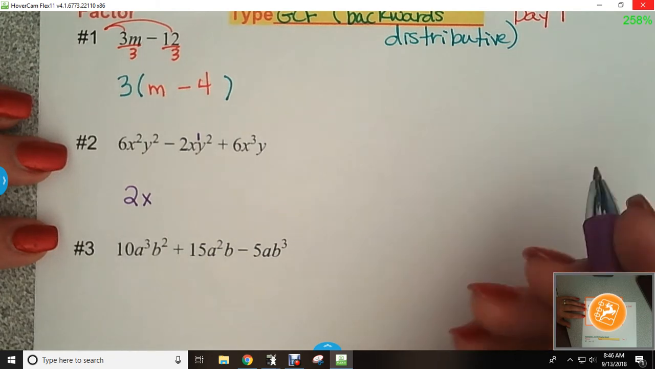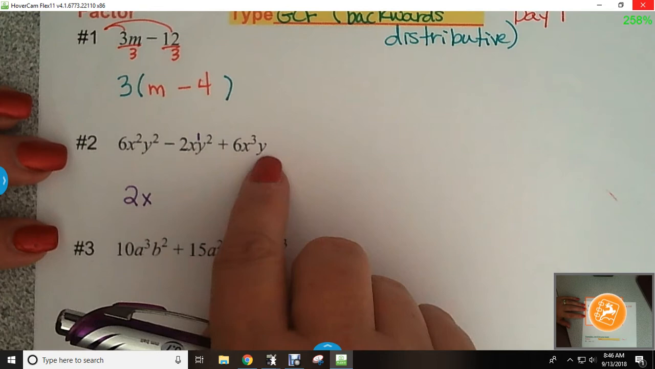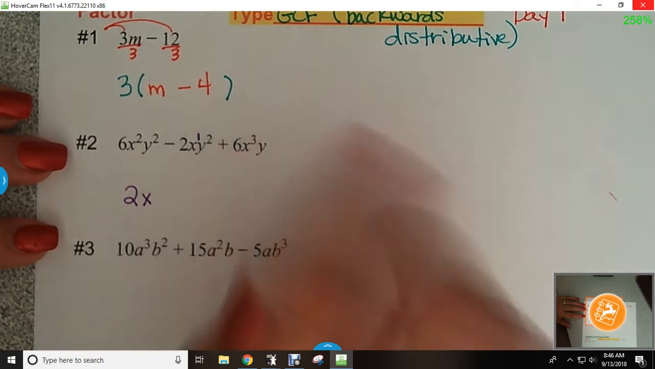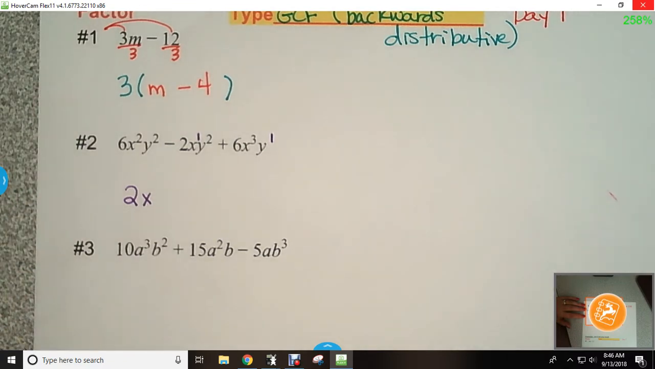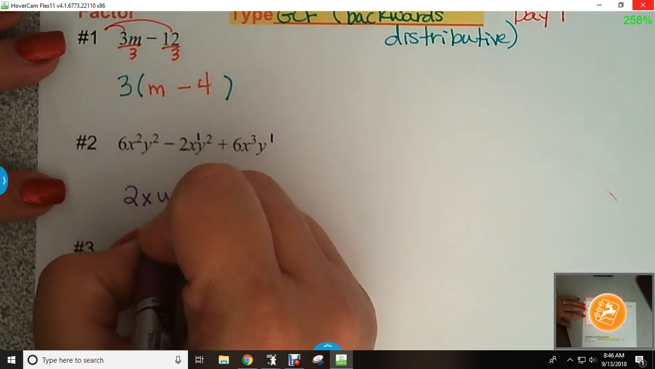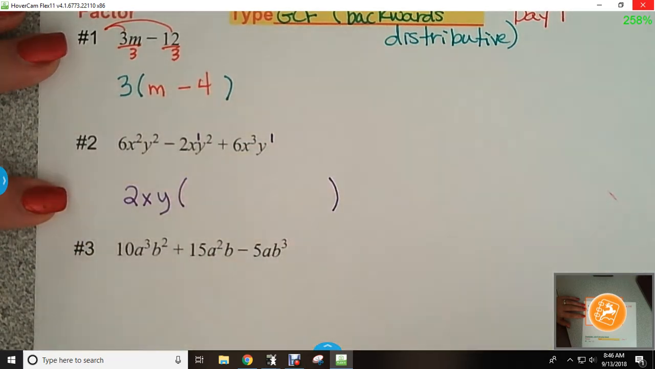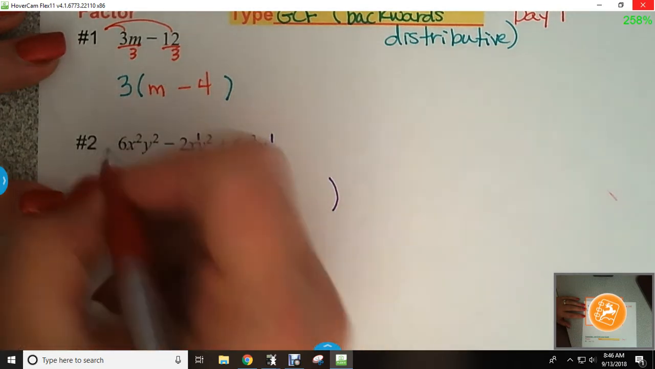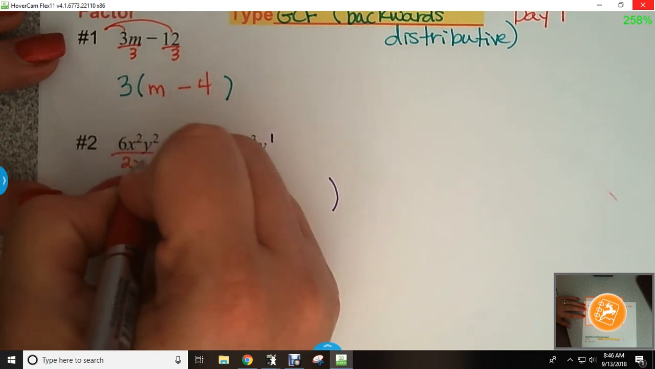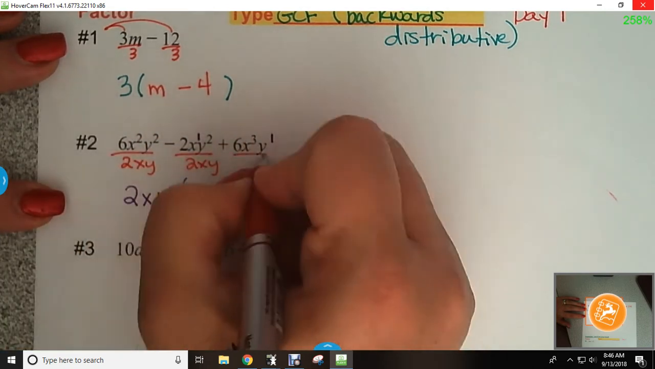Then I'm going to look at the y's. I have a y to the second, a y to the second. This is also y to the first. You may want to write it up there so you don't forget. So once again, choose the y that has the smallest exponent. So that will be a y to the first out here. And I want to undistribute that from these 3 terms, which remember is just dividing each of those terms by 2xy.